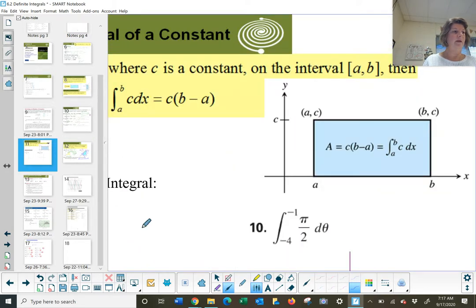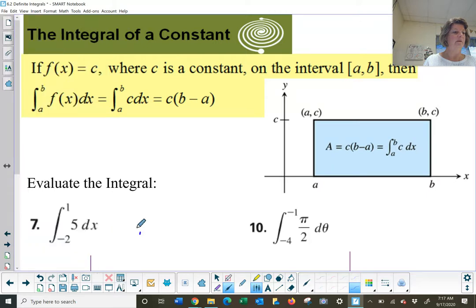This is where I want to be, isn't it? For some reason, that's the one I skipped over. The integral of a constant. This one people do have problems with.